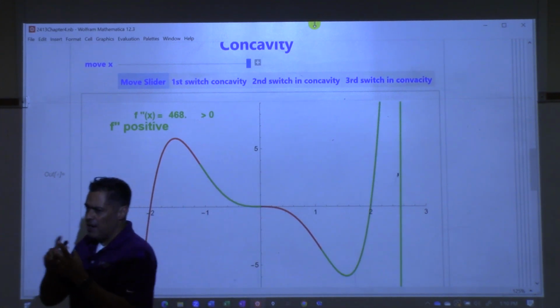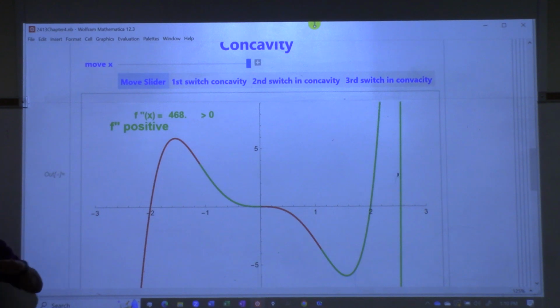So what I'm trying to get you to see is that red and green are not connected at all to the up and down of this function. It has nothing to do with it. What it has to do with is something called concavity, the concavity of the function. The simplest way to think about concavity is a smile versus a frown. Look at the smile: a smile is what we call concave up.